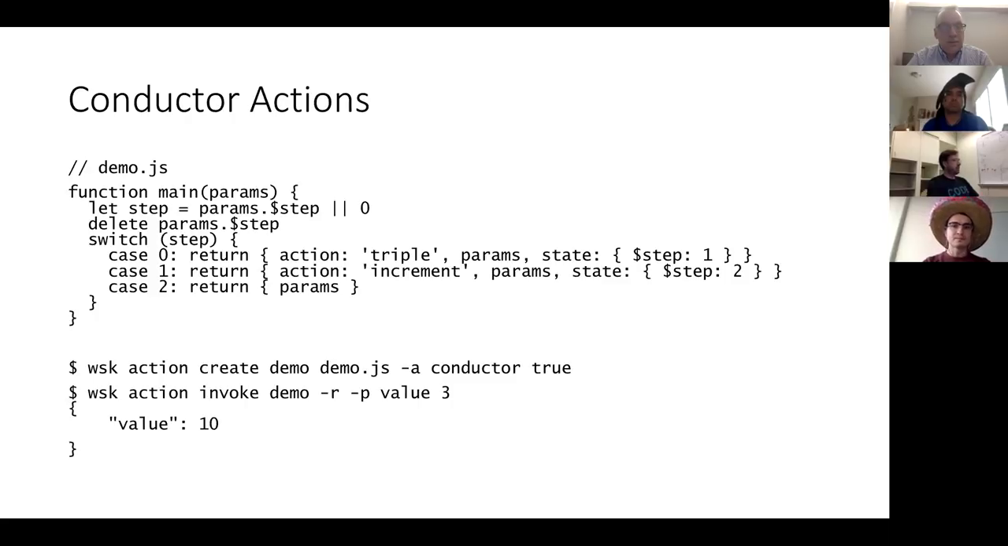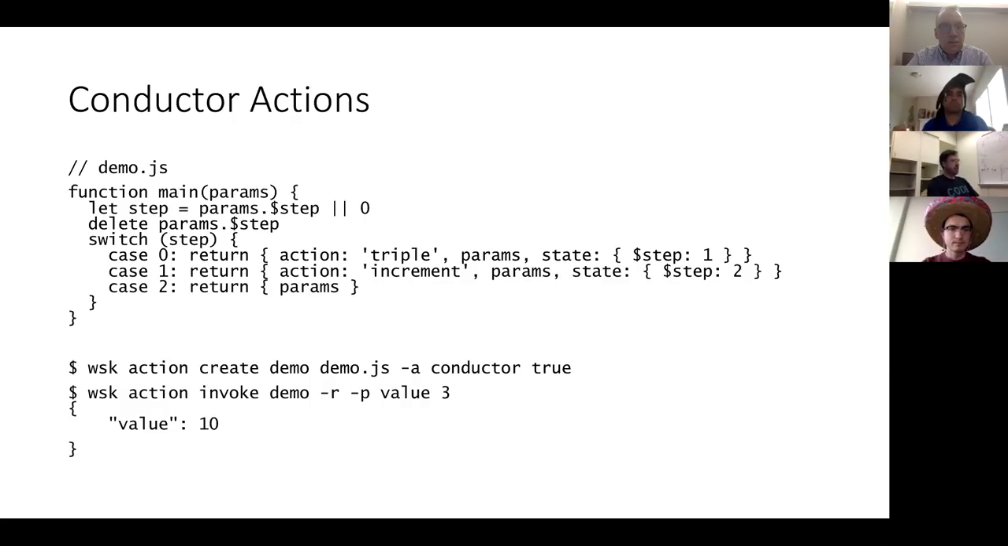Essentially, this code describes a program with 3 steps. In the first step, we're going to invoke an action called triple. In the second step, we're going to invoke an action called increment on the result of the first step. And in the third step, we're just going to return the results, right? You can see here we're manually managing the state of the execution using this $step variable. All of these are things we can hide using Composer later in the presentation.